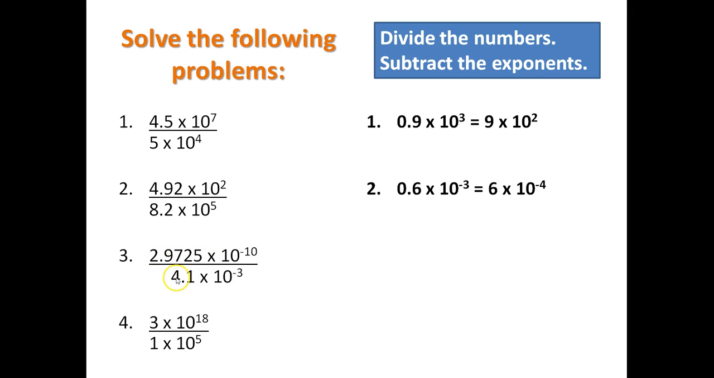All right, 2.9725 divided by 4.1. So we're going to divide our numbers and then subtract your exponents. Be careful with your negatives because this is negative 10 and you're going to take away negative 3. It's not negative 13. All right, so we get 0.725 times 10 to the negative 7th. And again, we got to put it in proper form, so I moved my decimal place once, so 7.25. And since it was a number less than 1, I have to make my exponent less. Last problem. Divide 3 divided by 1 and subtract your exponents. 3 times 10 to the 13th. And that's it. That's all I got for you. So hope that helps with your scientific notation, multiplying and dividing.